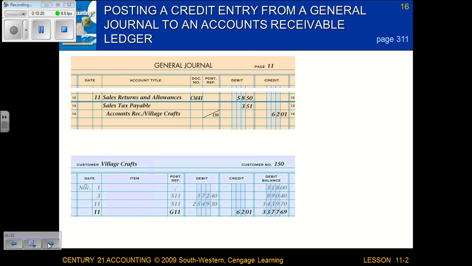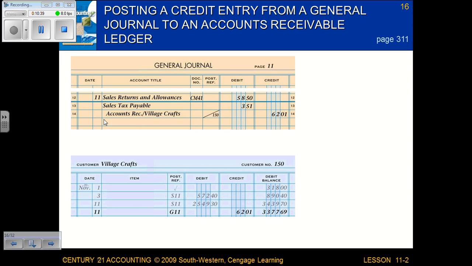The next journal we had was the general journal. So remember, the general journal can have all kinds of miscellaneous things in it. If it did not have a special journal, this is where it went. A lot of times we're going to be working with, for the accounts receivable information, we're dealing with sales returns.